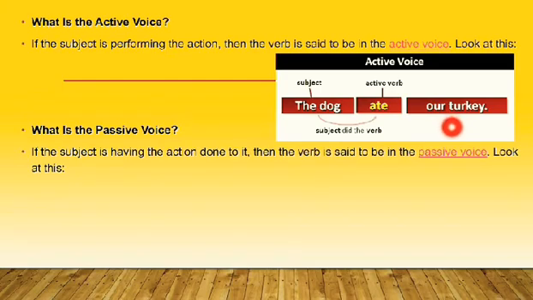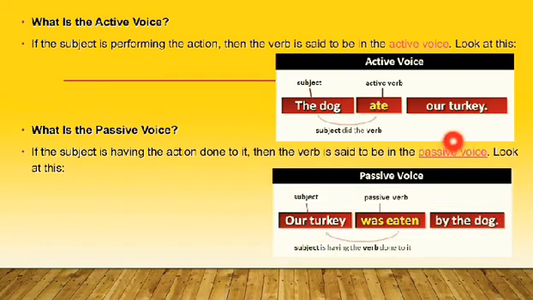Now if we have to change this to the passive voice, we will first have to bring our object in the place of the subject. Accordingly, we will have to place the auxiliary verb depending on our tense. Then we will put the past participle, or the third form, of our verb eat, which is eaten, and lastly the dog, or the subject, will be brought in the place of the object. So this is the pattern of how we change from active to passive.